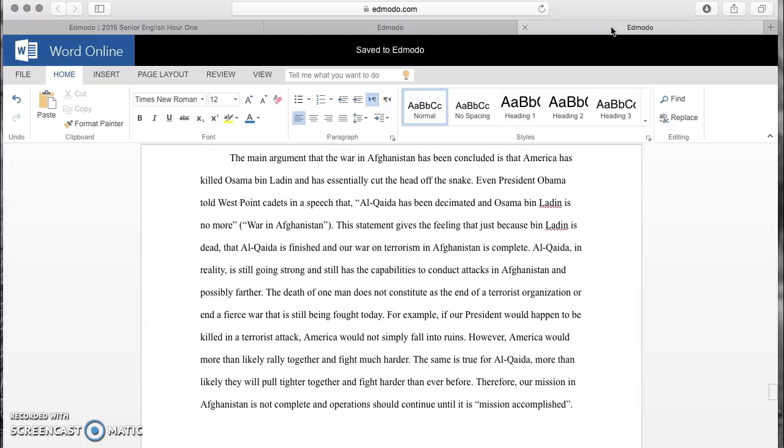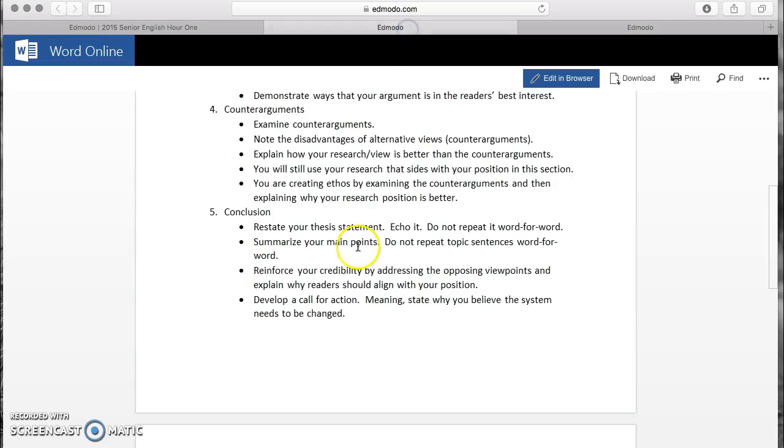I also pulled up Wyatt Boomhauer's paper from last year, and I'm going to show you how Wyatt used these guidelines in his particular conclusion. Okay, now with your conclusion, as long as you include all four of these main components, you can include them however you want in your particular research paper as long as you have all four in them.